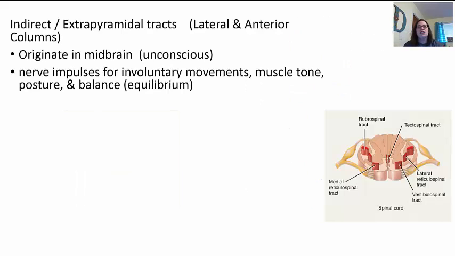We also want to see that there's what we call indirect pathways. These are the extrapyramidal tracts. They're outside the pyramids. There are lateral and anterior columns, which you can see here. And if you'll notice, they're a lot smaller and they kind of fill in spaces. They're going to take nerve impulses for involuntary movements, where you're not really aware of those movements. Also muscle tone, posture, and balance. The whole idea of keeping your balance while you're sitting or standing. These are the areas that are going to help compensate if you start swaying or things like that.